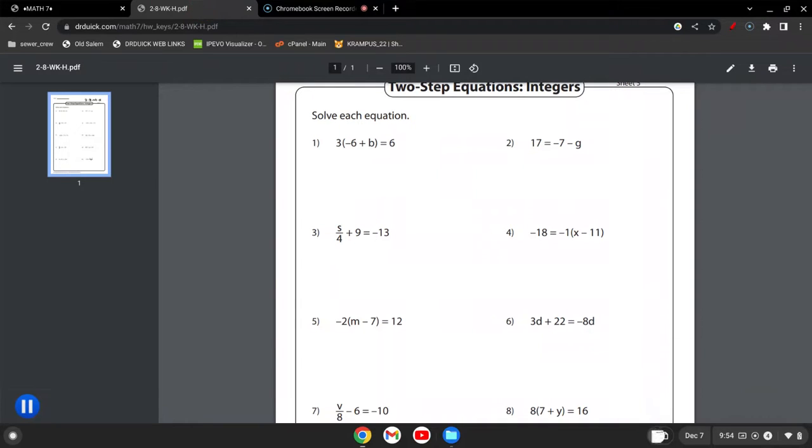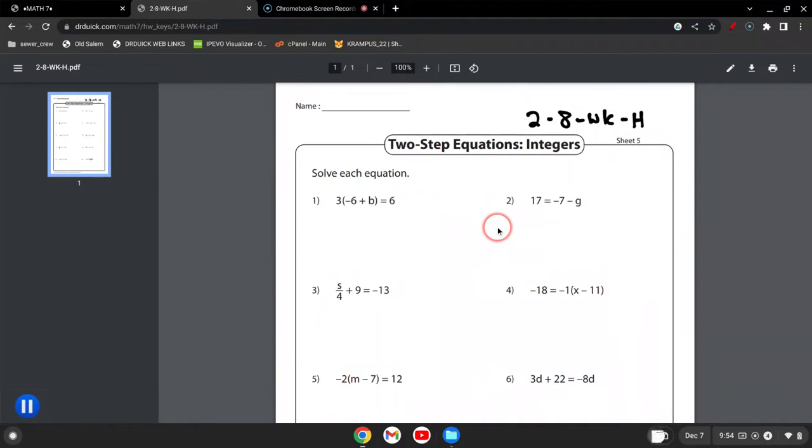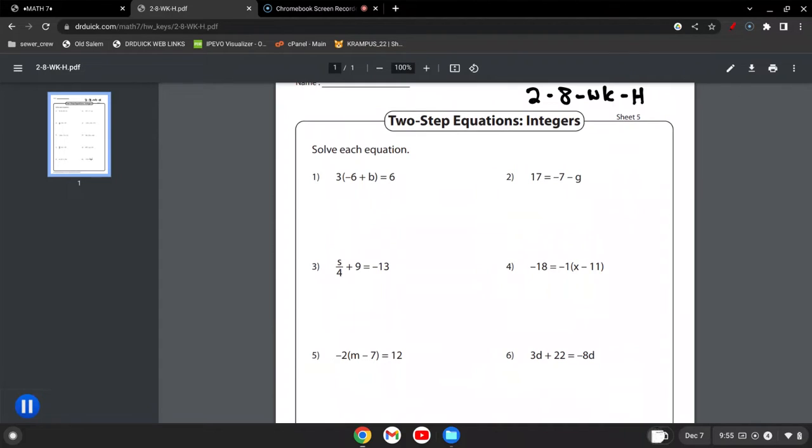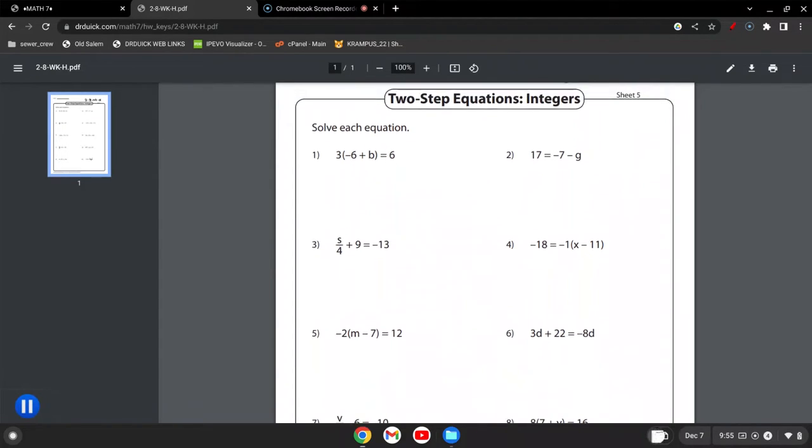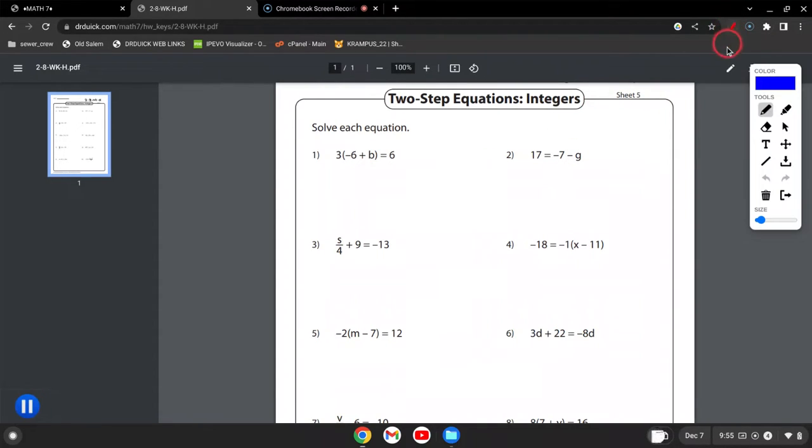Okay, this right here is H. As you can see, 2-H-WK-H. I'm going to go through each one of these. Once again, it's the same content we've been doing, same process. If you have a number at the side, there's two ways to do this. I keep doing it one way, but let's do both ways.